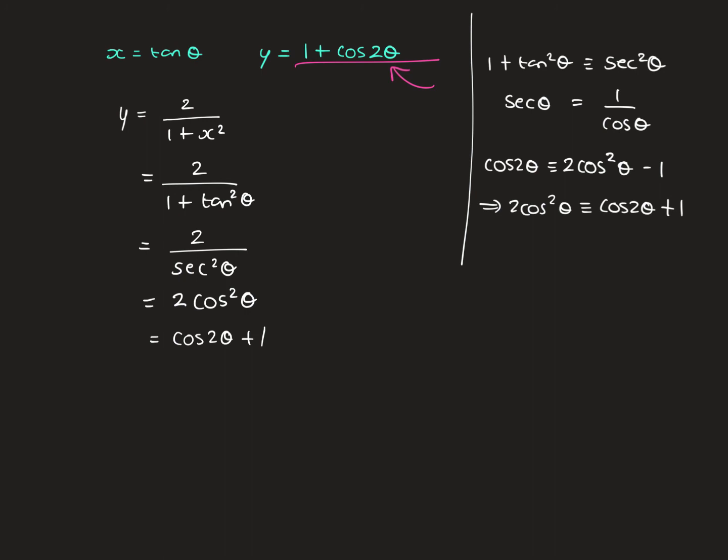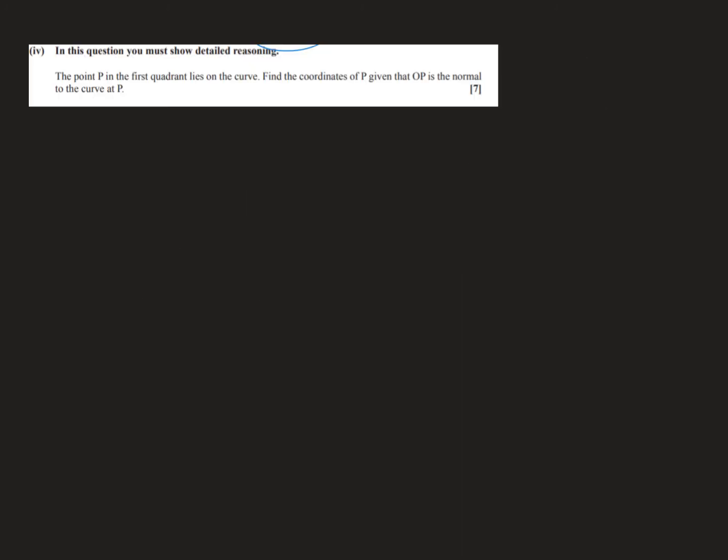There are other ways of doing this. This is a nice, simple way of getting to the answer we wanted, or verifying that the Cartesian equation is correct. And then the last part of the question says that the point P in the first quadrant lies on the curve. Find the coordinates of P given that OP is the normal to the curve at P.